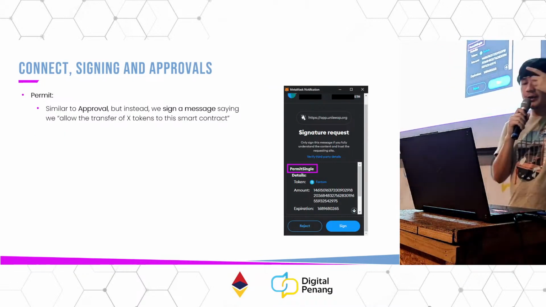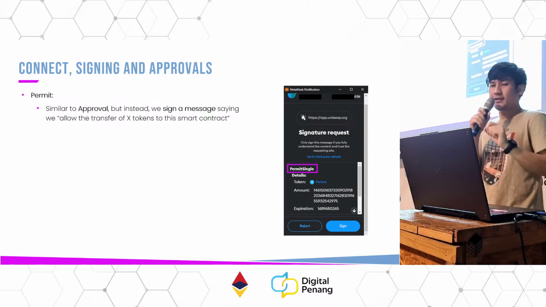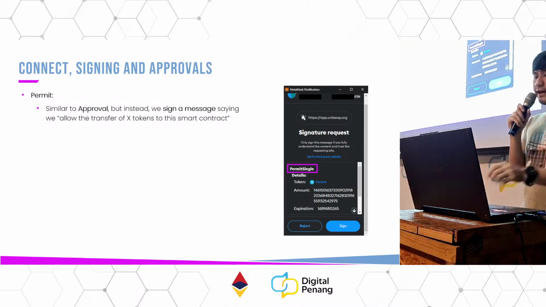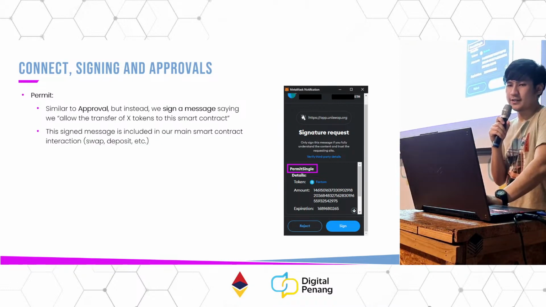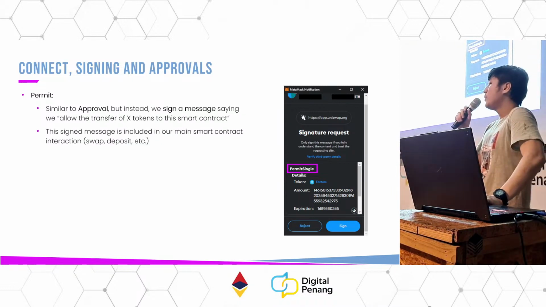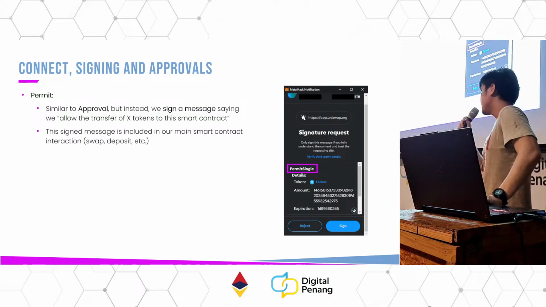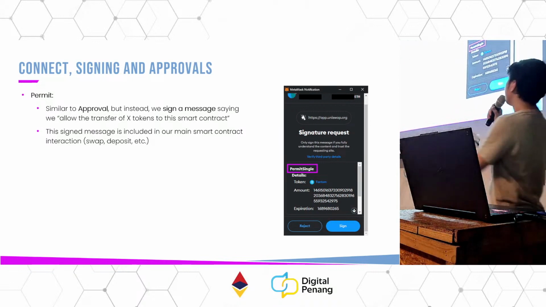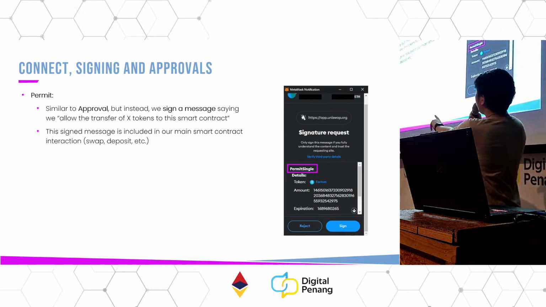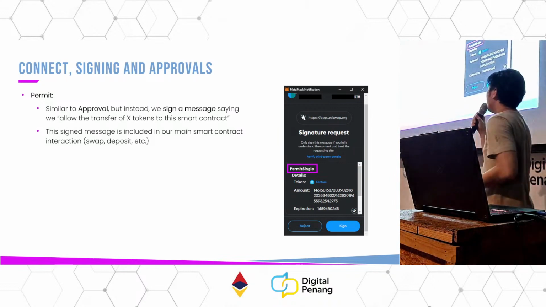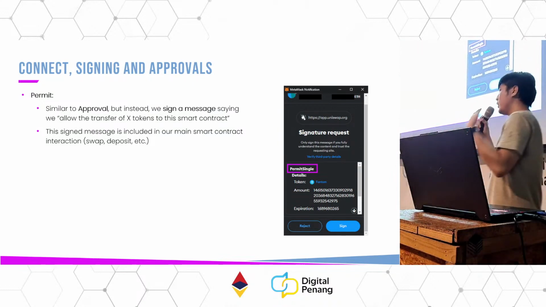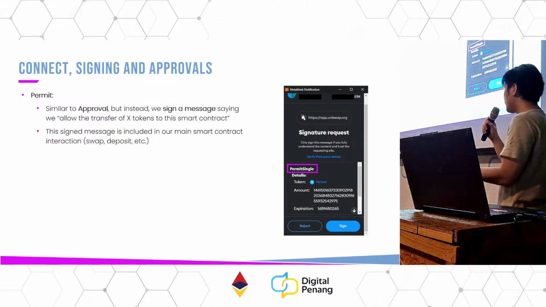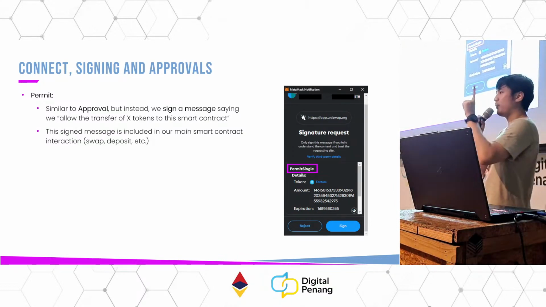Okay, permit is similar to approval, but instead we sign a message saying we allow the transfer of X tokens to the smart contract. It sounds like approval, but the difference is that we do not send a transaction, so you do not have to pay the gas fees for the approval transaction. This is a signed message, a signature request, and it is included in our main smart contract interaction. Whatever you're doing, your swap or whatever, they bundle this together with your main contract interaction, so you only have to pay gas fees once.